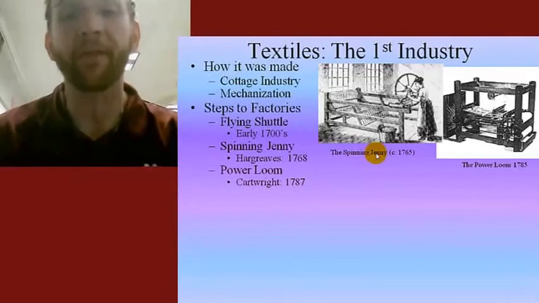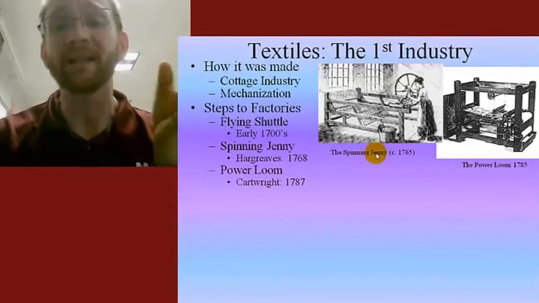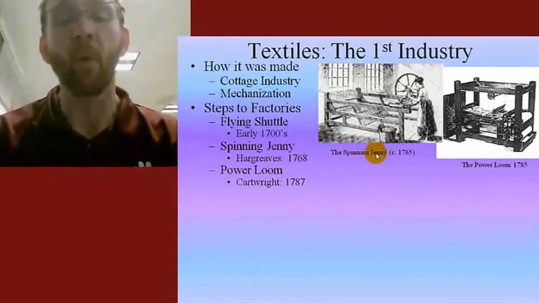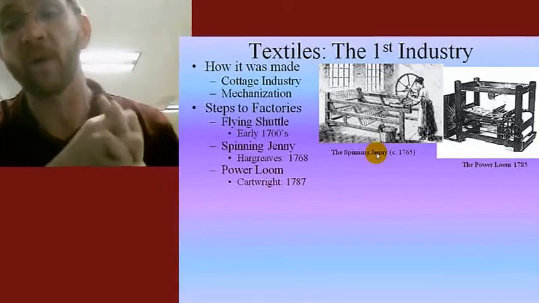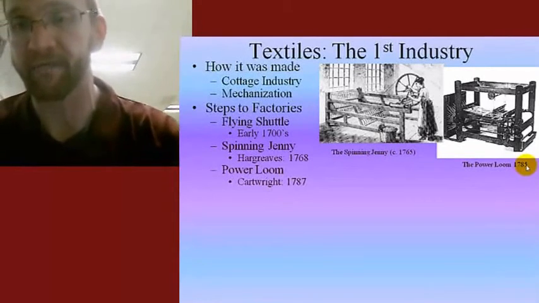Now, so we've got thread being produced quickly, then we've got the fabric which is being produced quickly, but now the thread is being produced more quickly than the fabric can keep up. In walks Cartwright's power loom in 1787, or 1785 as my notes say here.